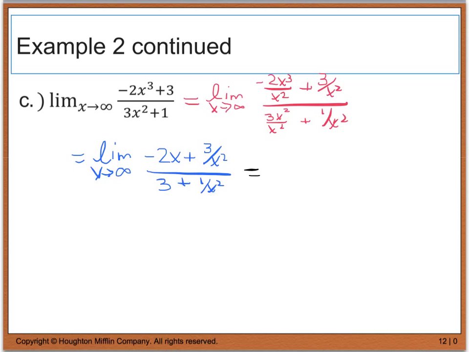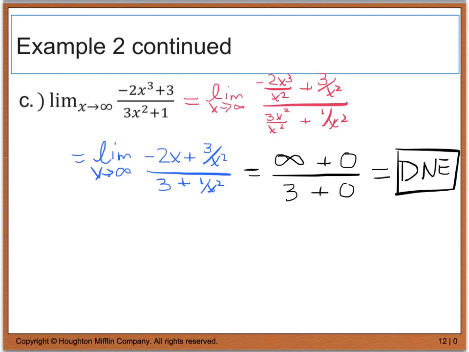And when we plug in our infinity, negative 2 times infinity is really going to give me infinity, plus 3 divided by infinity squared is going to give me 0, divided by 3 plus 0. Now I have infinity divided by 3, and because infinity is not a real number, we're going to say that this limit does not exist. And this now concludes example 2 in 12.4.